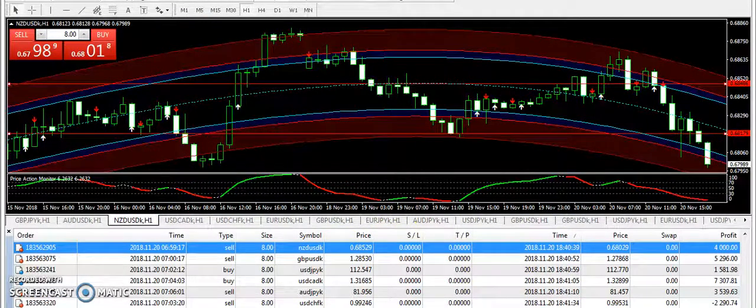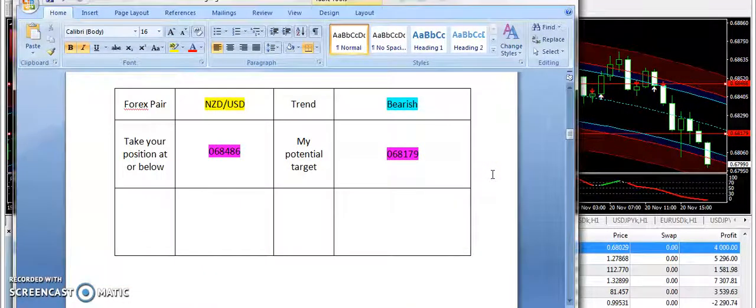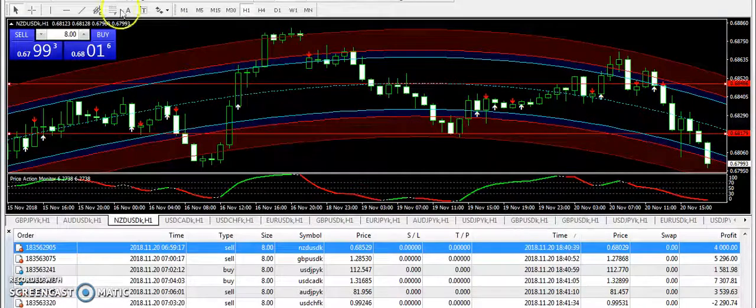Okay guys, we have very good trading with signals, and I'm going to start the discussion from New Zealand USD. I have supplied the bearish trend in case of New Zealand USD. The entry was 0.68486 and the target price was 0.68179.